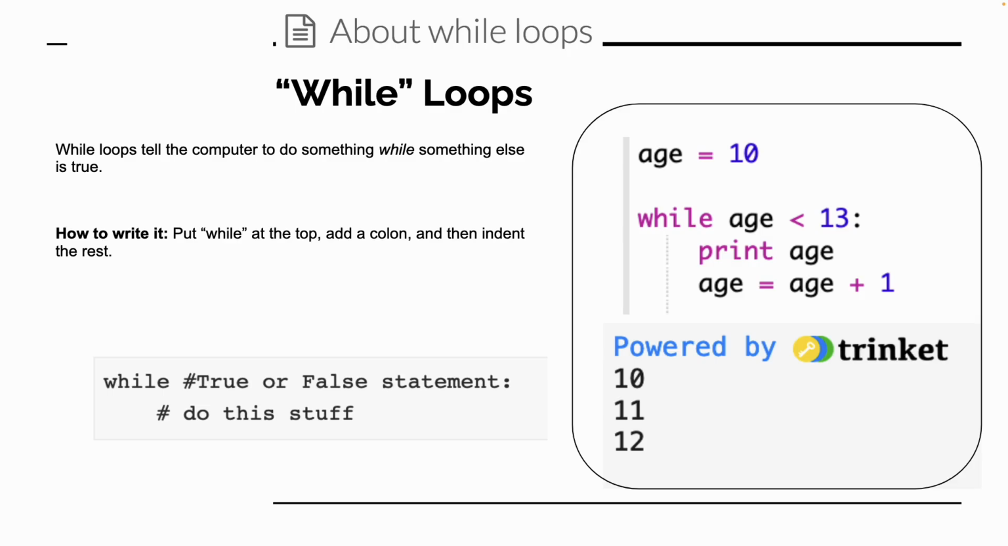While loops. While loops repeat as long as a condition is true. In this case, age equals 10. While age is less than 13, it prints age and then adds 1 to the age. As a result, going through the loop once, your output is 10, and then it adds 1 to it, so it becomes 11, and then adding 1 makes it 12. But when you go through the loop one more time, it becomes false. 13 is not less than 13, so therefore the loop stops.